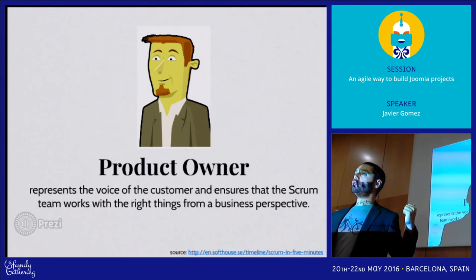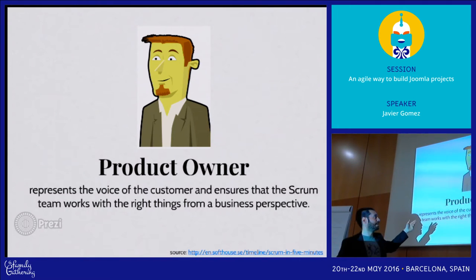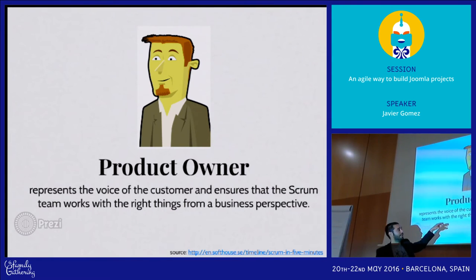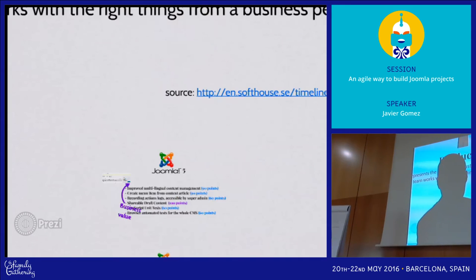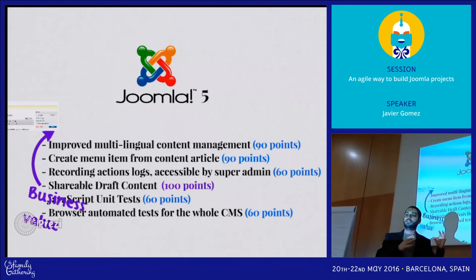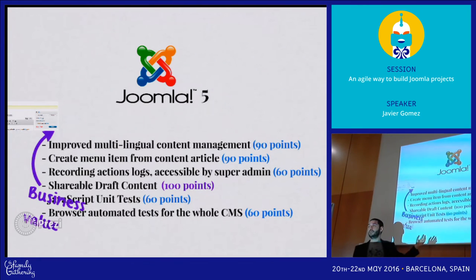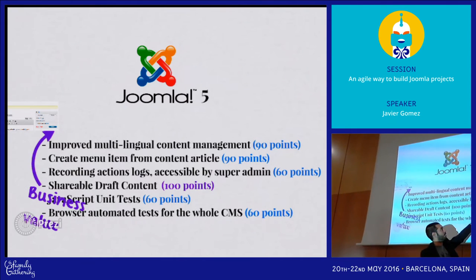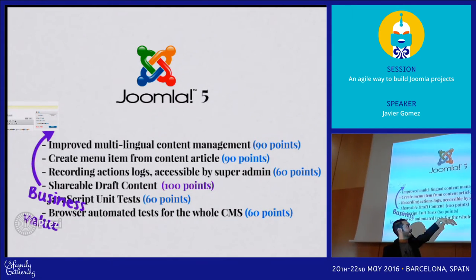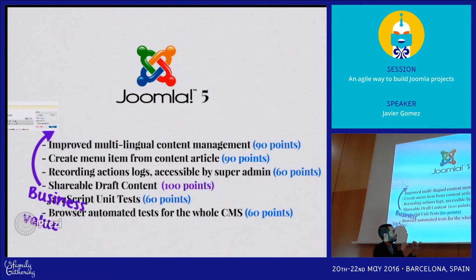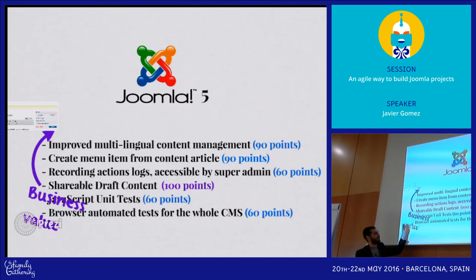This role is usually done by the product owner. The product owner exists in many of the Agile methodologies. It's not only Scrum. And that person represents the customer. It can be the customer, or it can be an in-house person that represents that customer. And we will put the product owner to do a refinement of the tasks that we want to achieve for Joomla 5. We will ask that person to add points to every task, or every goal that we have, putting on value the business value of that item.